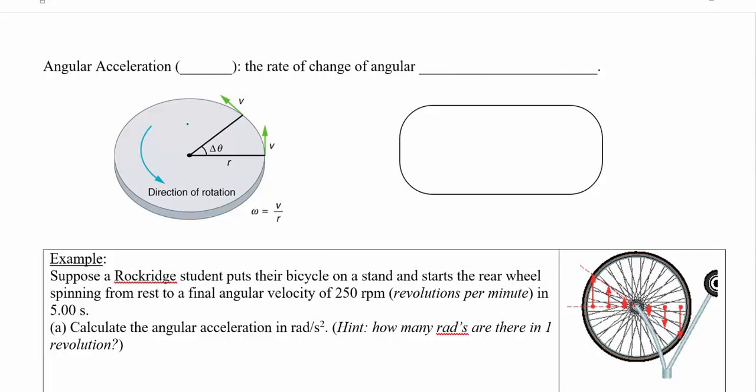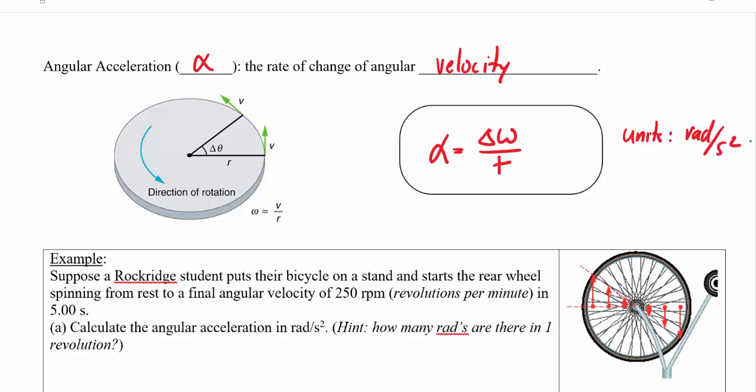So the symbol for angular acceleration is alpha, and we define it as the rate of change of the angular velocity. And so alpha is just the change in omega over time. And you can imagine here the units would just be radians per second squared.